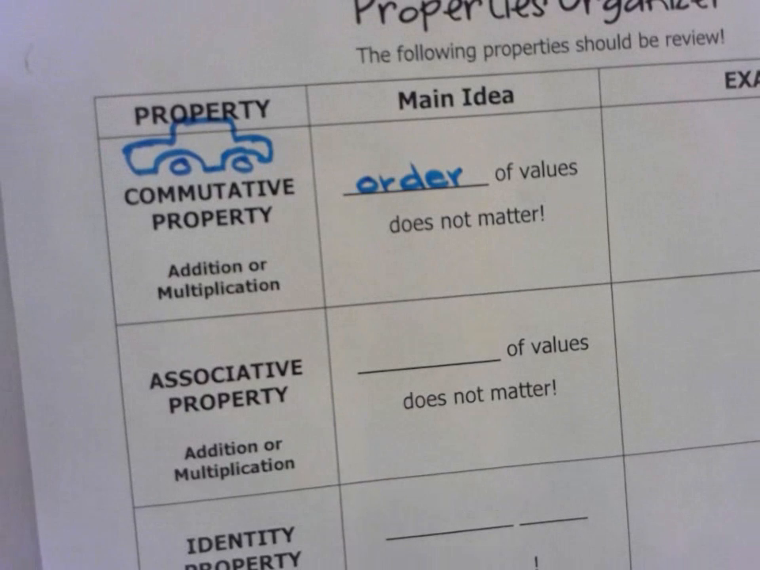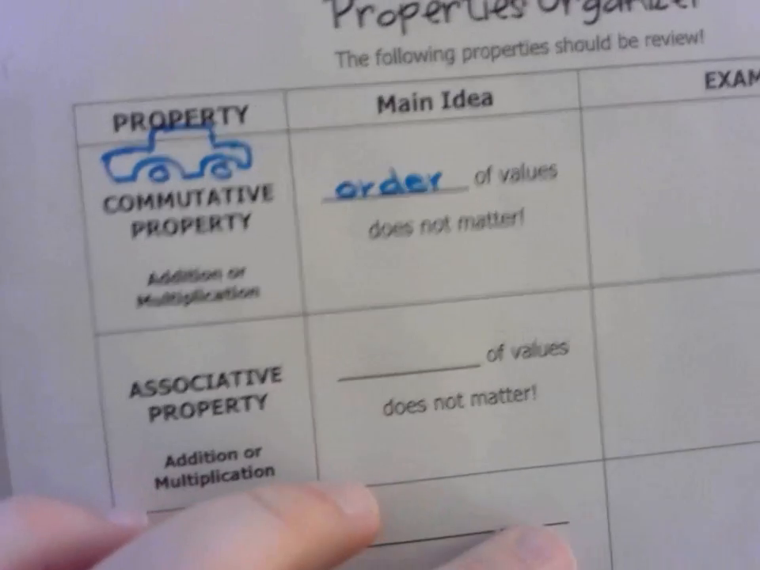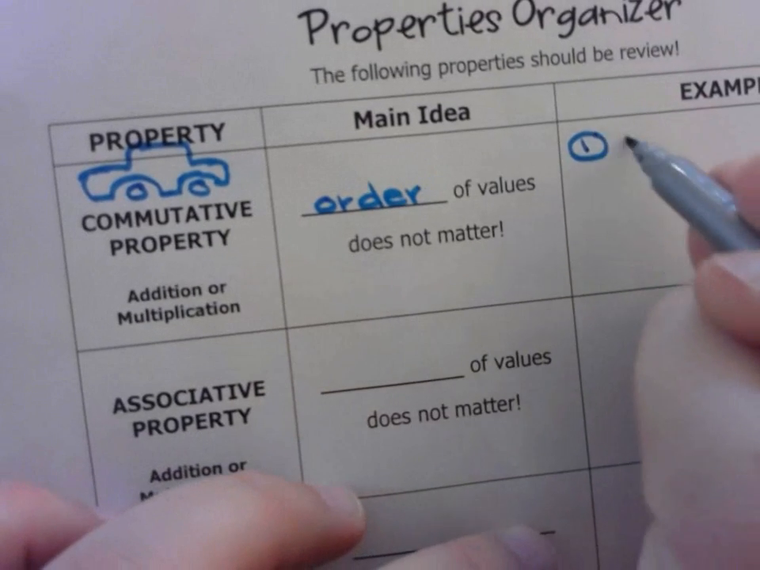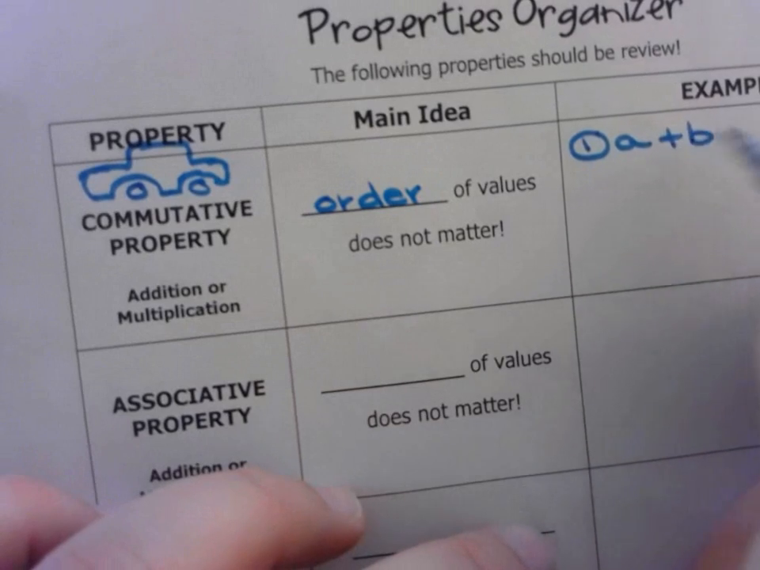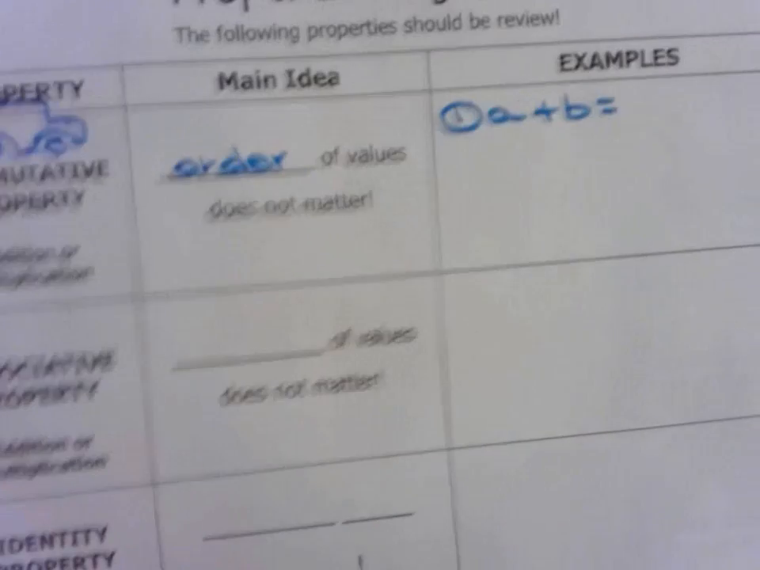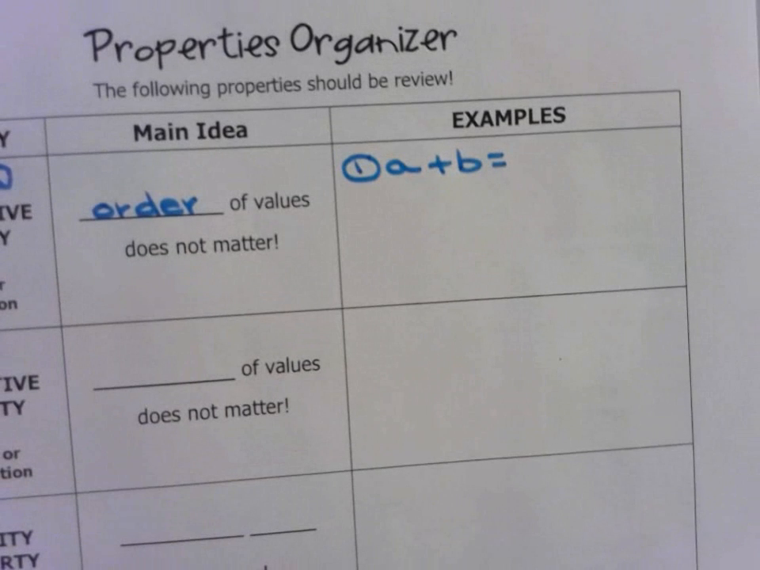Now, commutative property only works for addition and multiplication. Now, if I think about this, it's kind of common sense. If I have A plus B, okay, now don't freak out because I'm using letters. Letters in algebra are called what? Variables, and variables are just used to represent a what? Number. So instead of putting specific numbers, I'm using A and B to represent any number.